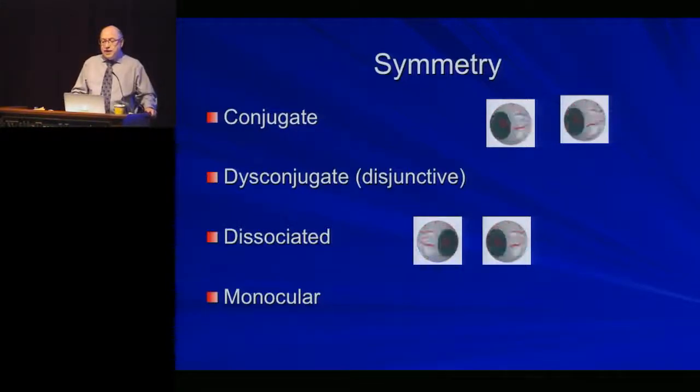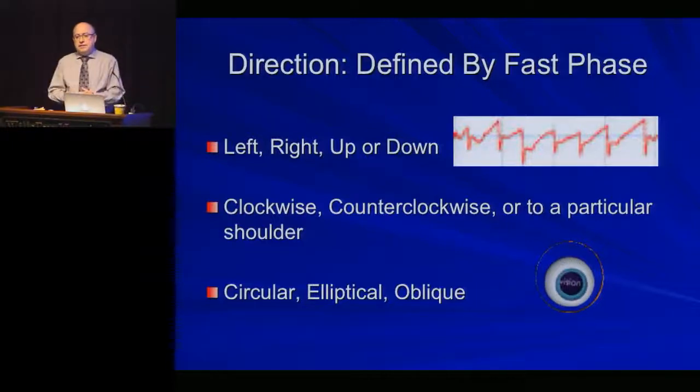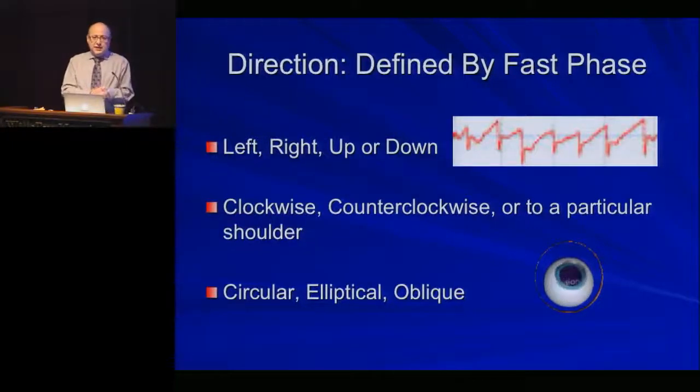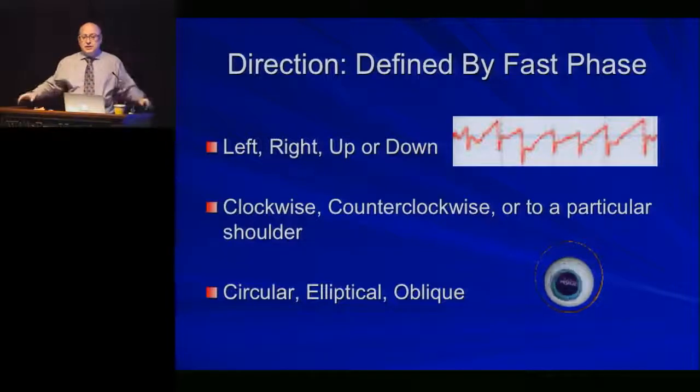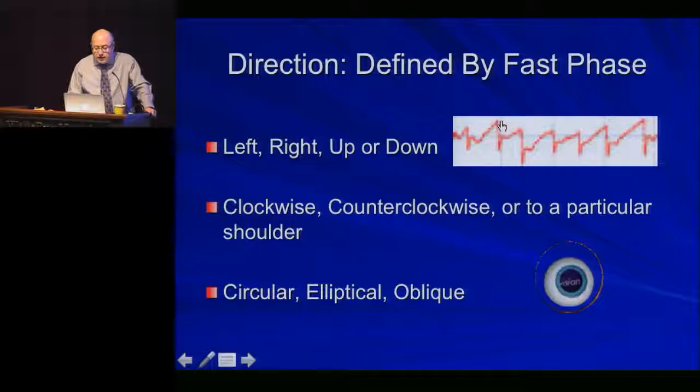How do we define the direction of a jerk nystagmus? We define it by the fast phase. Even though the defect, the problem, is the slow phase, and the fast phase is just a correction, we define it by the fast phase direction. So we could say it beats left, right, up, or down. If we look at this tracing, the red on white tracing, and let's say that's vertical, you see a slow upward phase and a more rapid down phase. So this would be downbeat nystagmus, even though the abnormality is the drift upward.